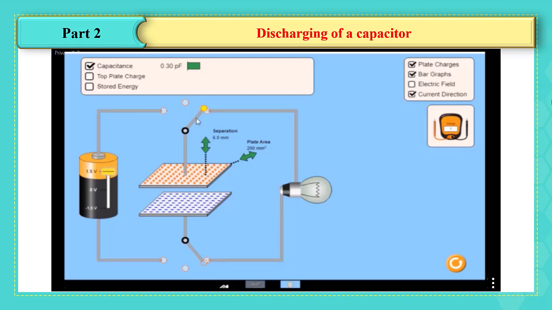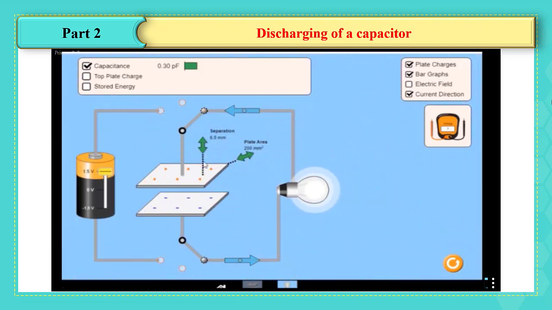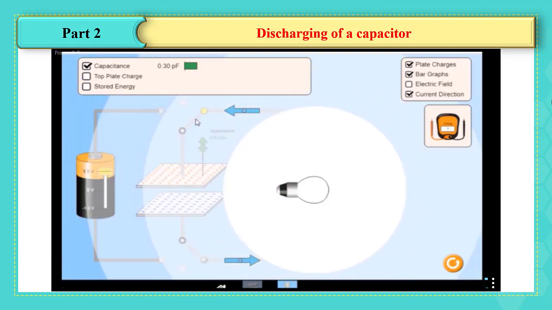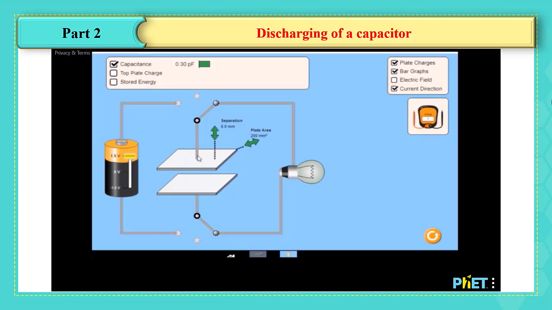I want you now to look at the intensity of the current, which will be maximum at the beginning of the discharging, and then it will reach 0 at the end of the discharging process. The number of excess electrons or excess protons on the plate of the capacitor is decreasing throughout the discharging process, and at the end, the voltage and the charge of the capacitor become 0.